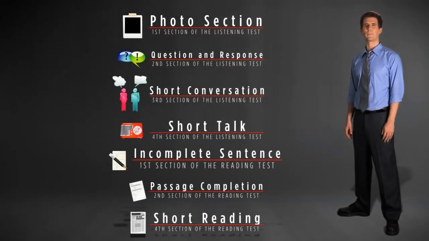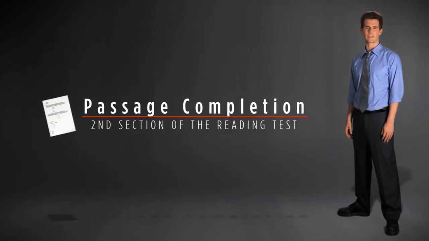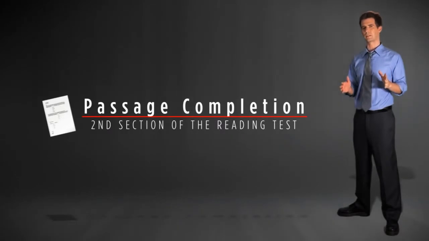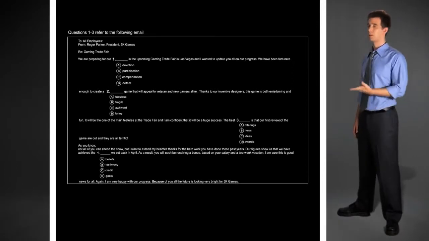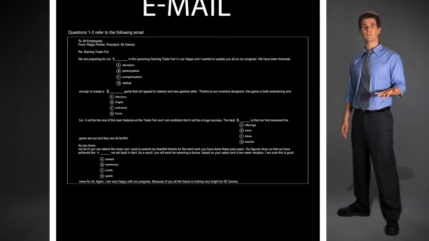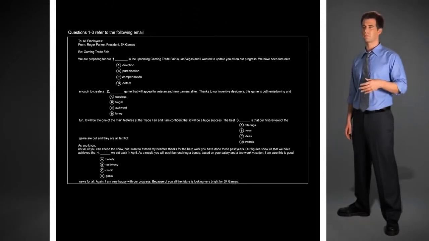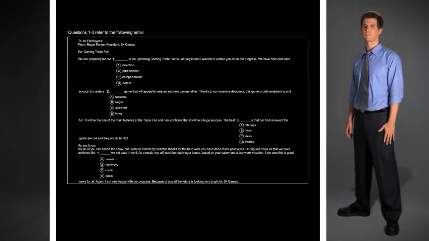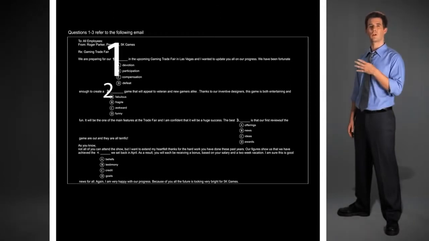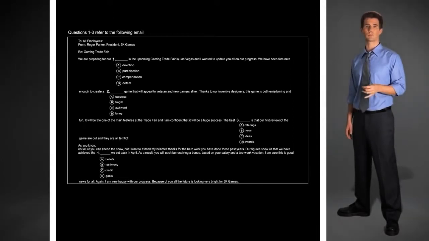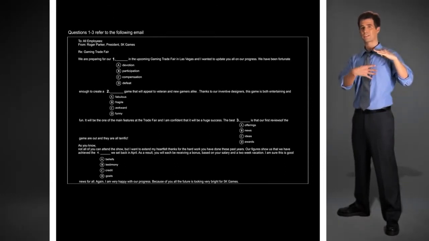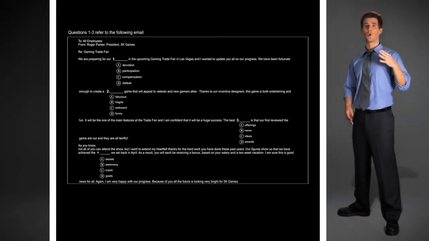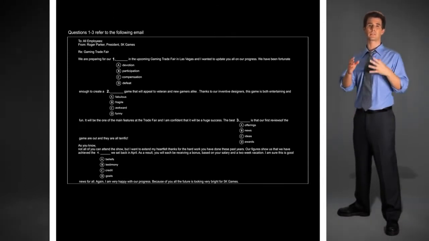Today, we're going to take a look at the passage completion section of the TOEIC test. Now, the passage completion section is the second section in the reading test. Let's take a look at a passage completion reading. Here it is. These can be emails, reports, forms, advertisements, announcements, letters. Now, if you notice, there are 4 sentences with missing words, 4 incomplete sentences. Below the missing words, you have 4 answer choices. You have to choose which answer choice best completes the sentence.